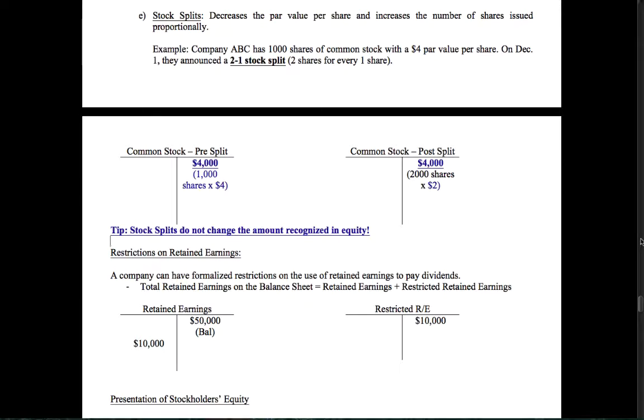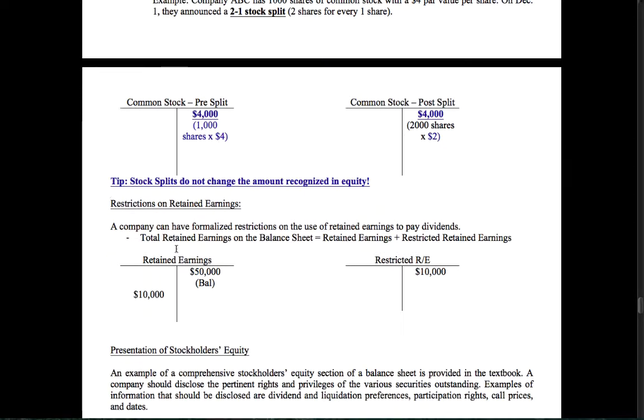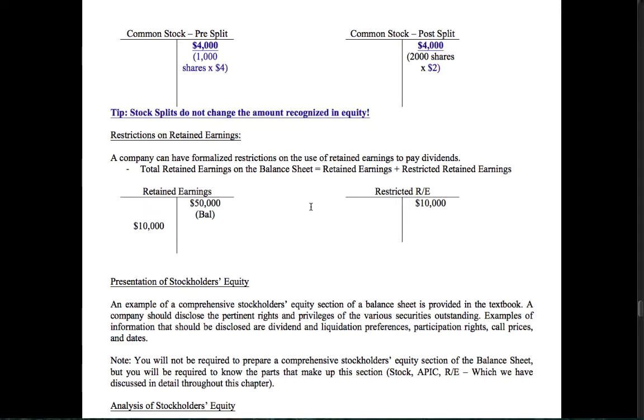Next, let's go to restrictions on retained earnings. I think I touched on this briefly earlier when I went through the illustration in the first lecture about how there's an appropriated and unappropriated retained earnings amount. And all this is that a company could have formalized restrictions on how they use their retained earnings to pay dividends. For example, the company may establish restrictions that they have to keep a certain part of retained earnings segregated from the rest because they need these balances to fulfill creditor obligations or something like that.